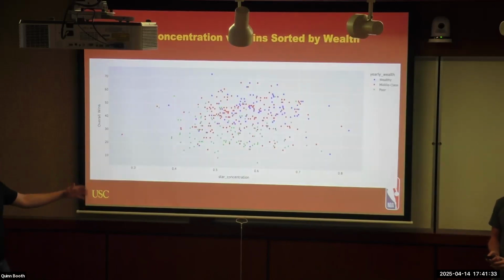This is the same graph as before. Also, this is sorted by different wealths. And as you can see, there's not really a strong correlation between how wealthy a team was and what strategy they chose to go with. However, you can see that the wealthier teams, the blue, tend to be above the red teams, who tend to be above the green teams. So you definitely want to have more money if you can.